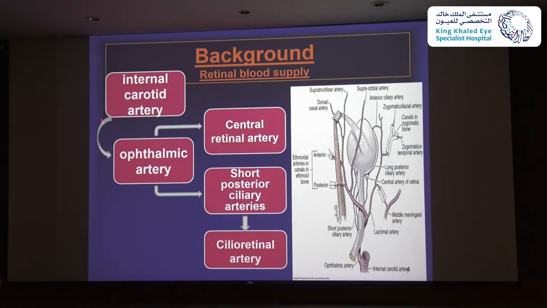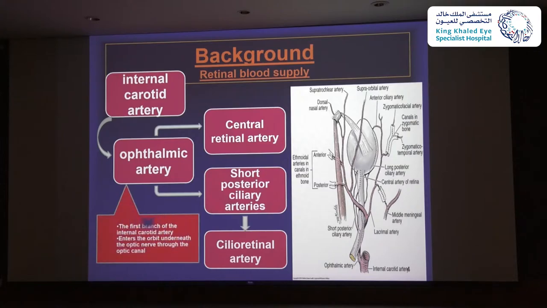So we have the main arterial supply through the internal carotid artery, and that divides to the ophthalmic artery, and then in turn the ophthalmic artery will give the central retinal artery, as you see here in this one. And then we have the short posterior ciliary arteries and the cilioretinal arteries. This is the main central retinal artery, and then we have the short ciliary arteries and the long ciliary artery extending to the anterior part of the eye. So this is the main arterial supply of our eyes.